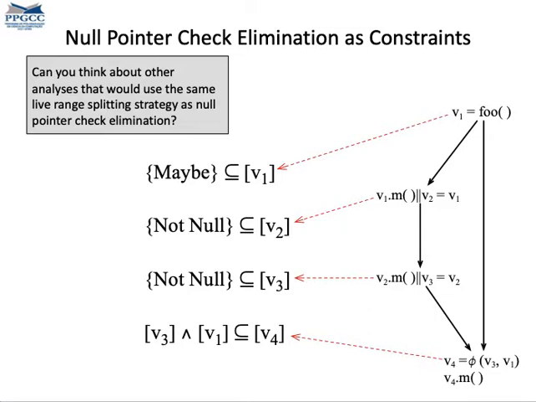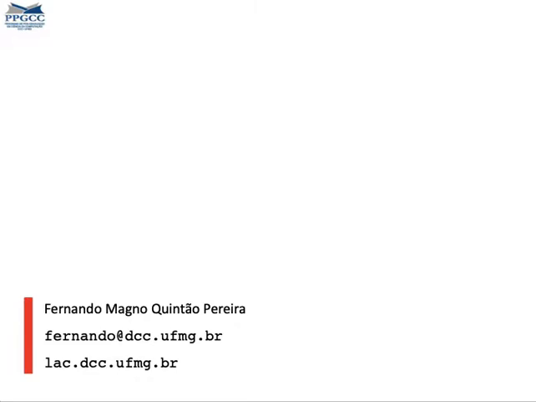We have not talked about it, but how is the meet of this analysis? What happens once an object that could be null meets another object that can never be null? That's the same as asking what is the state of v4 in this program. Could it be null? This last question I will not answer.